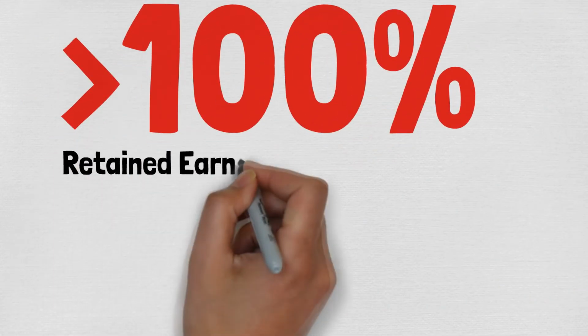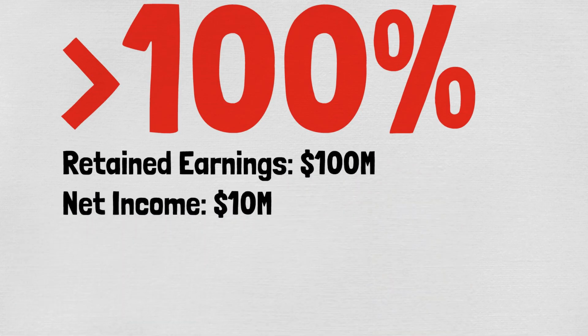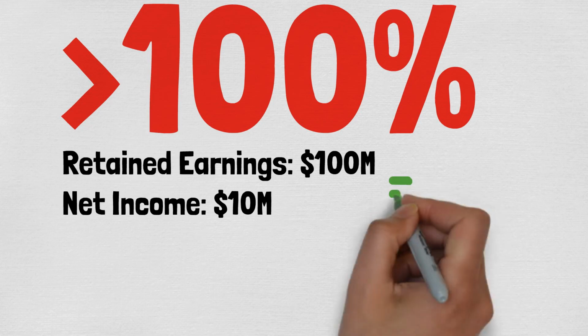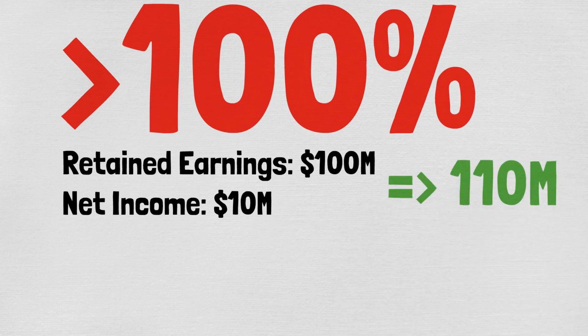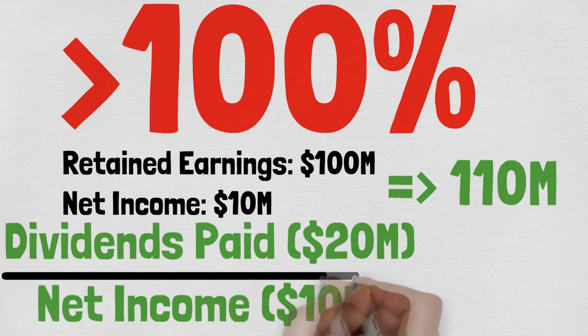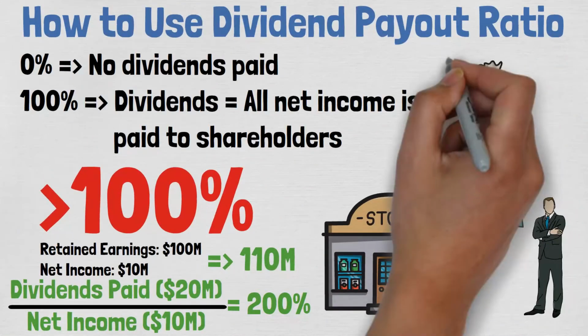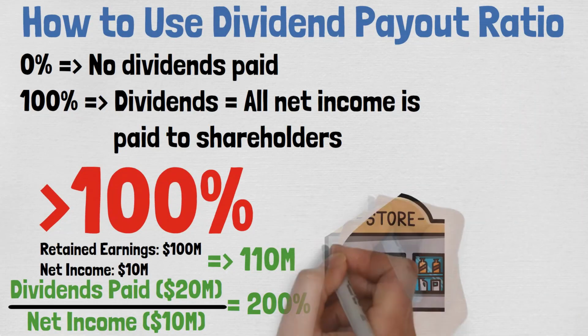The payout ratio can actually be more than 100% if the company is using retained earnings to pay the dividends. Let's say that the company has $100 million of retained earnings and its net income is $10 million. This means that the company could basically pay $110 million in dividends. If it decides to pay $20 million in dividends, the payout ratio would be 200%. This is why the dividend payout ratio is an important tool to check with the dividend yield ratio.